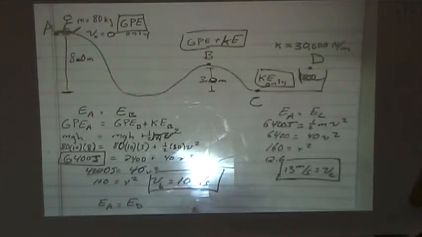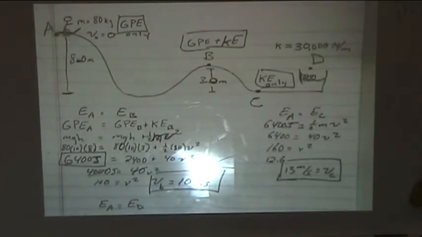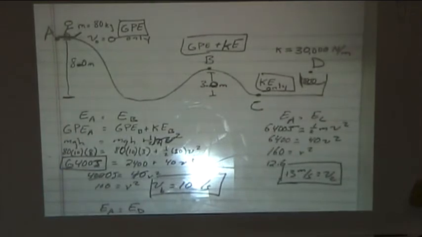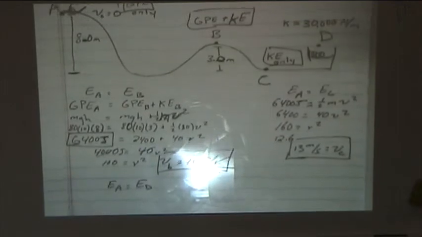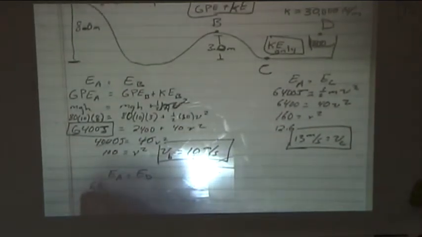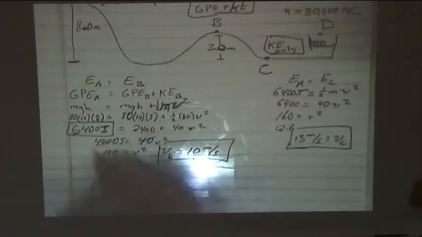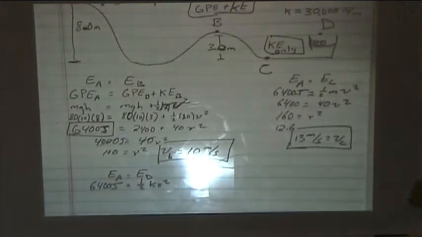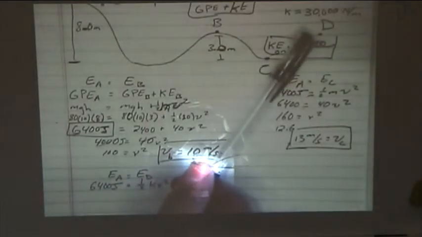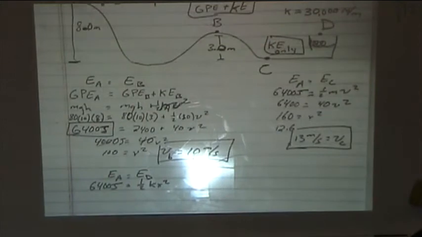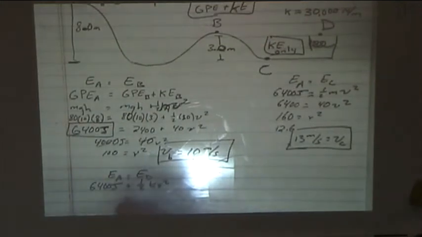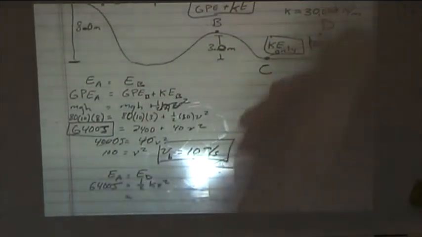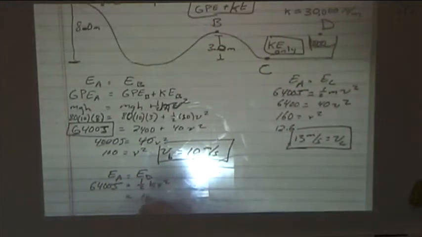And I'm moving sideways here. Well, actually, I'll just move it up. We can say that 6,400 joules, again taking the shortcut from the first example, is equal to 1/2 kx squared. You can see in the picture that the spring constant is giving us 30,000 newtons per meter. It's a pretty stiff spring, but hey, we can deal with that. And then 1/2 of k would be 15,000.